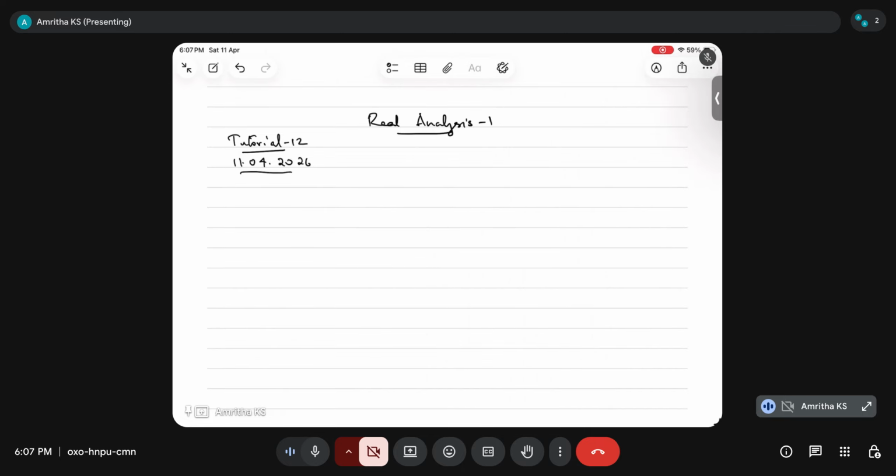So in week 12, there are no exercises. Week 12 is related to the Weierstrass approximation theorem, but there are no exercises in the notes shared. So let's do some other exercises which involve the Weierstrass approximation theorem.